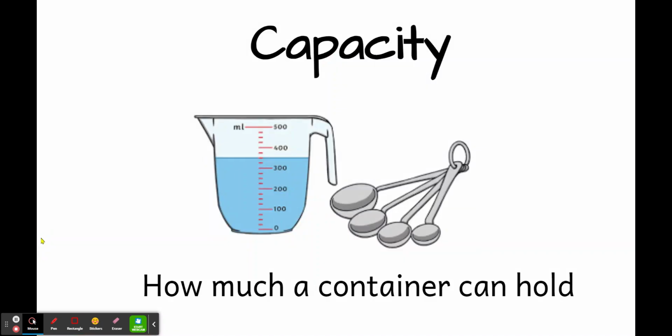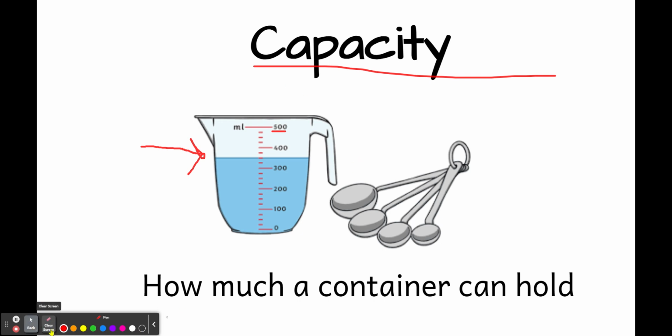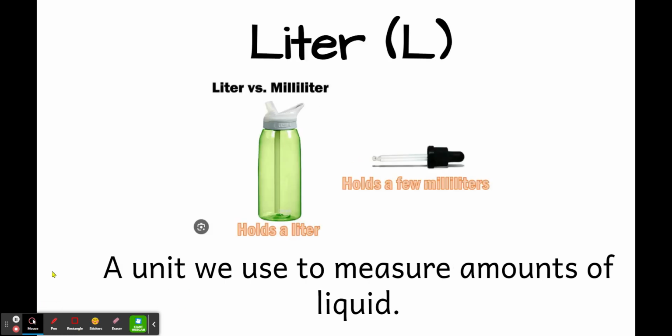All right, let's first go over what is capacity. So capacity is how much a container can hold. So if we have this beaker right here, the capacity is only 500 milliliters. It can't hold 600, it can't hold any more because it can only hold 500. So capacity is talking about how much something can hold.